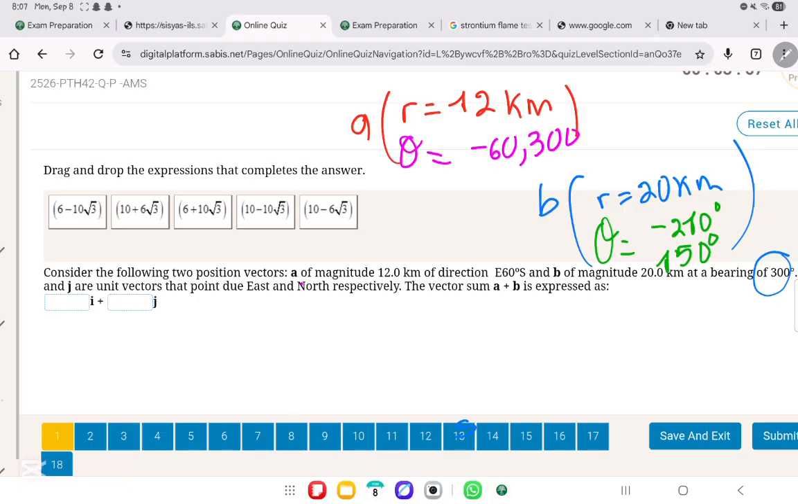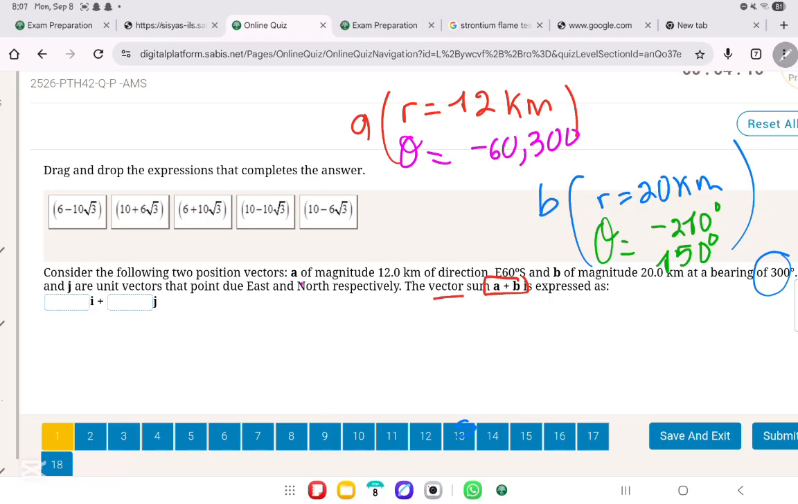Now, perfect. What did they ask us? Is this the question? No. They told us that i and j are unit vectors that represent east and north. They want the vector sum of a plus b. Whenever they say vector, you directly have to change it into Cartesian. So first thing we're going to do is change a and b into Cartesian.